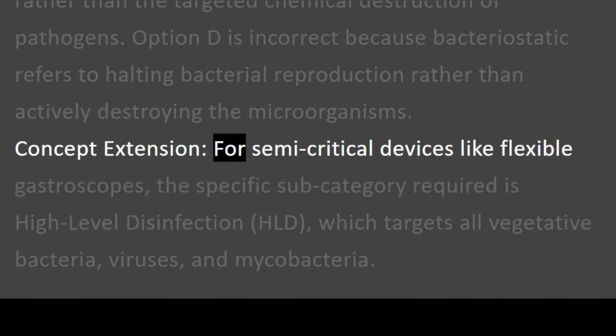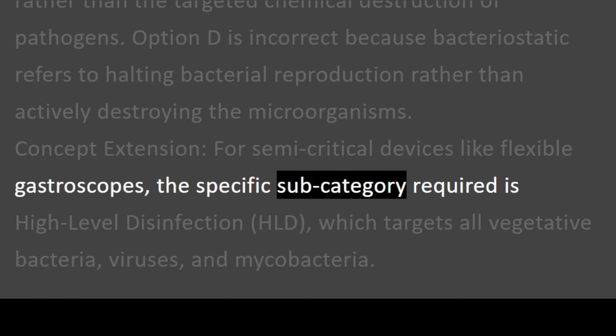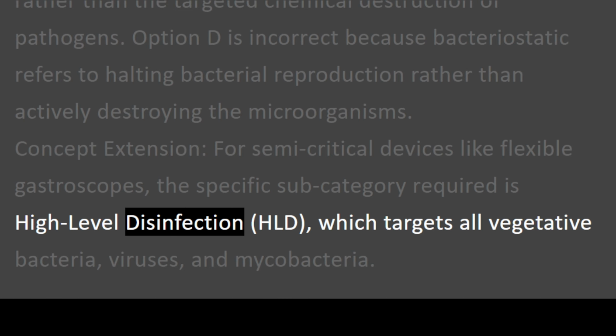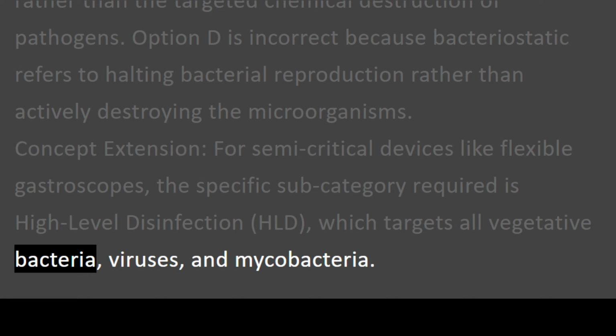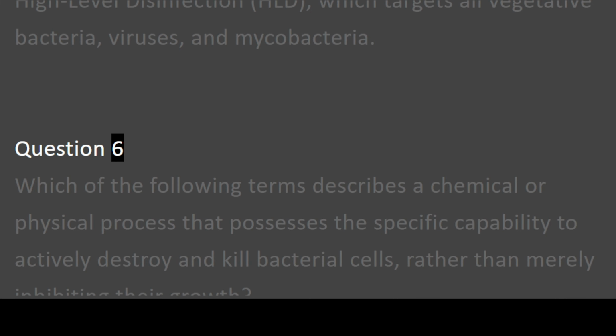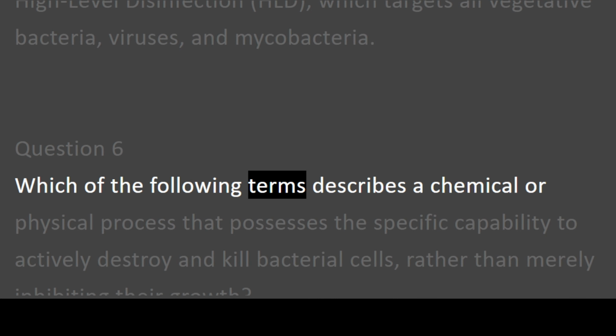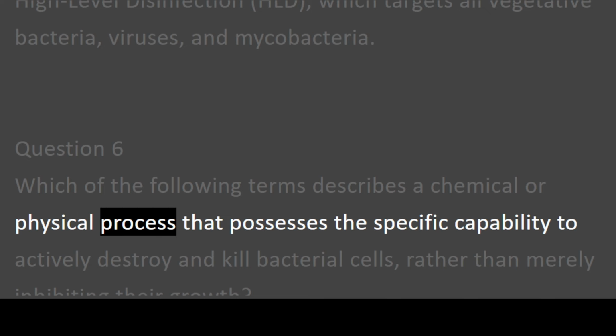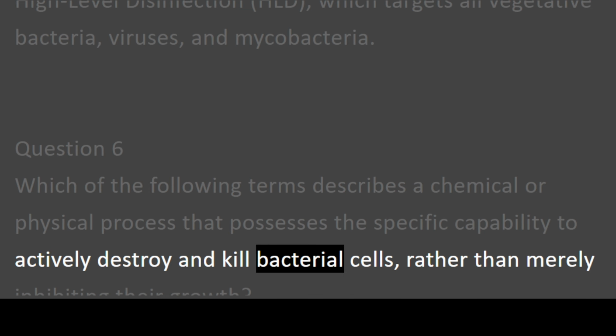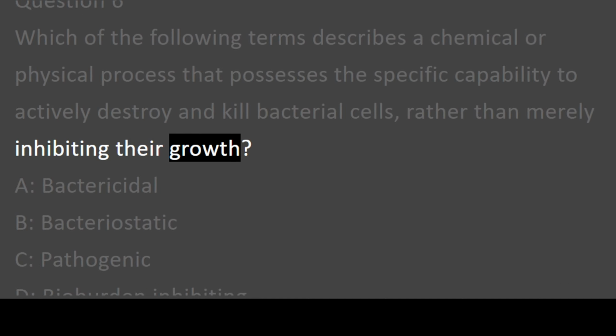Concept extension. For semi-critical devices like flexible gastroscopes, the specific subcategory required is high-level disinfection, HLD, which targets all vegetative bacteria, viruses, and mycobacteria. Question 6. Which of the following terms describes a chemical or physical process that possesses the specific capability to actively destroy and kill bacterial cells, rather than merely inhibiting their growth?